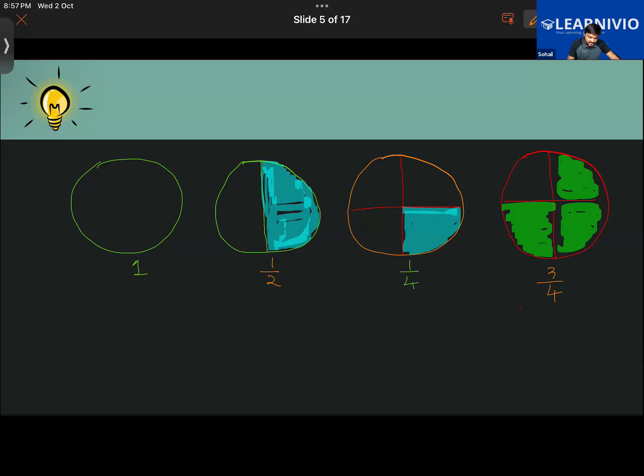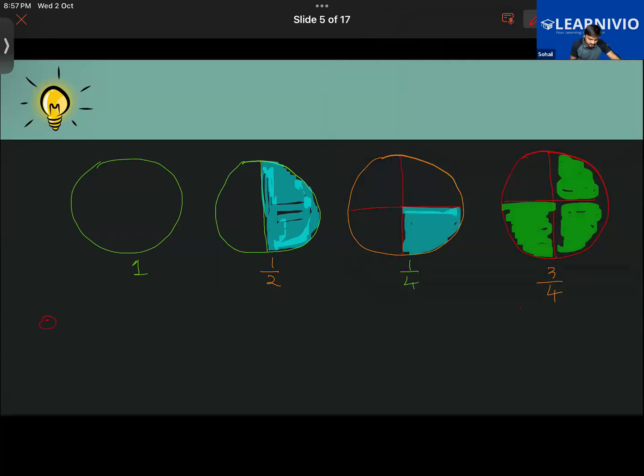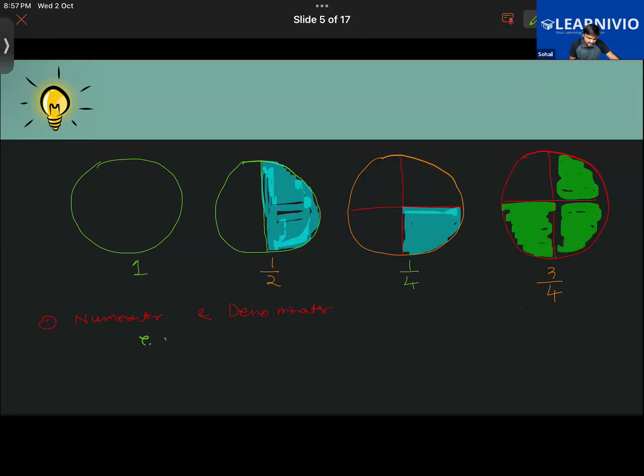After this, we have the concept of numerator and denominator. So give the topic: numerator and denominator. Write down this. Numerator means the upper part and denominator means the lower part. Take, for example, the numbers which we have here. Let's say we have 1/4 or 3/4.